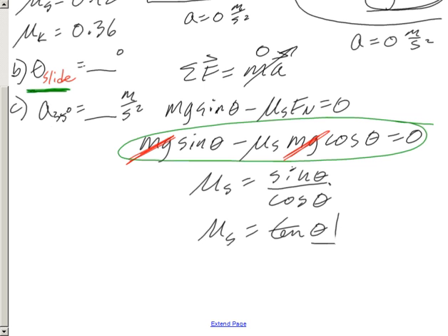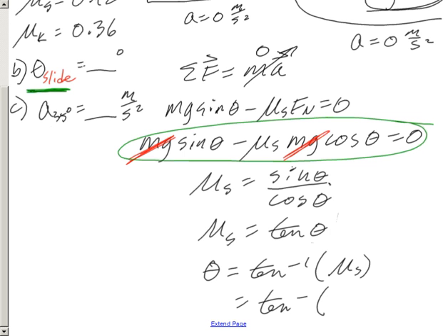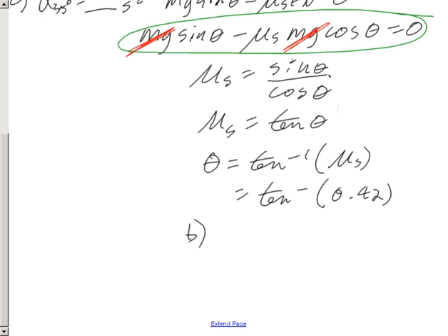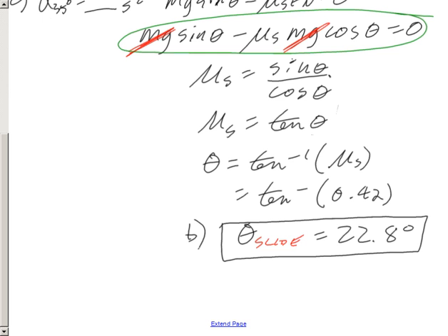Now, but that's not the answer. What we want is the angle. So what we have to do is one more step to an inverse tangent and say that theta is equal to the angle whose tangent is mu static. So that will be the angle whose tangent is, what is that, 0.42. And when you run that through on your calculator, you get for part B that the answer, theta slide, as I've called it in this problem, is equal to 22.8 degrees. Okay, so that angle is where the breaking loose will begin.